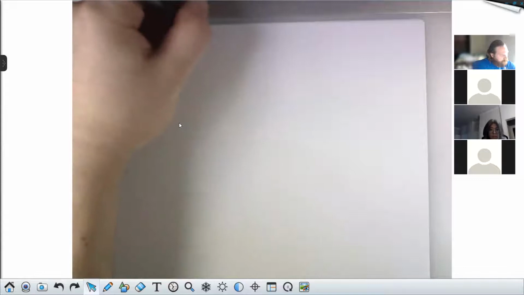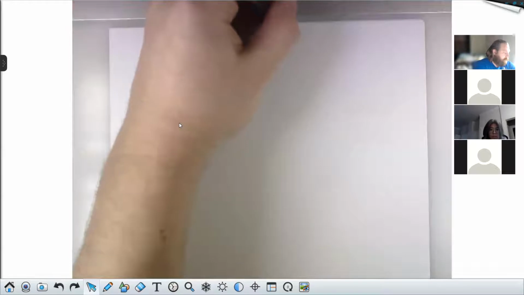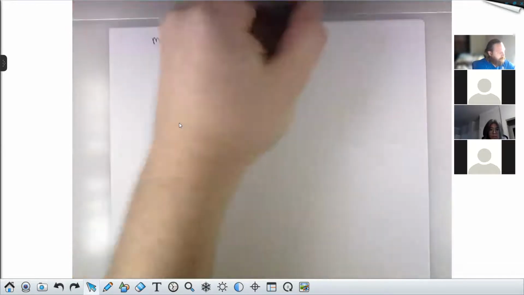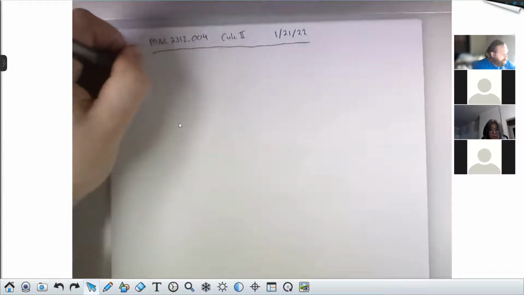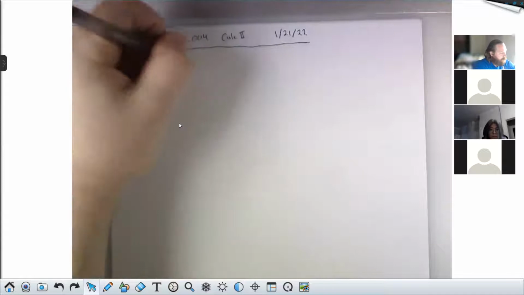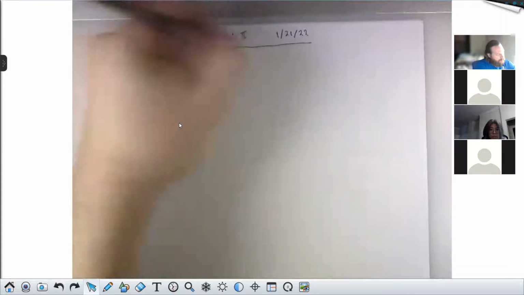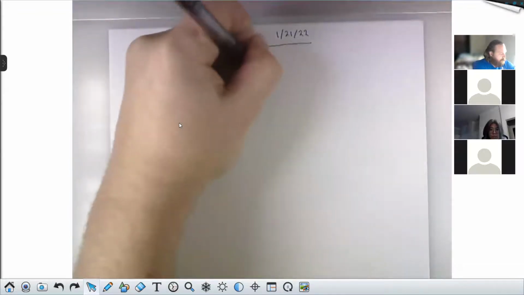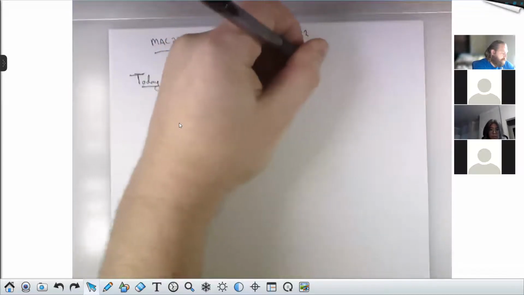Okay, so MAC 2312, section 004, which is Calc 2, the date, it's January 21st, 2022. And today, with all the enthusiasm we can muster, we're talking about integration by parts, which is section 7.1.